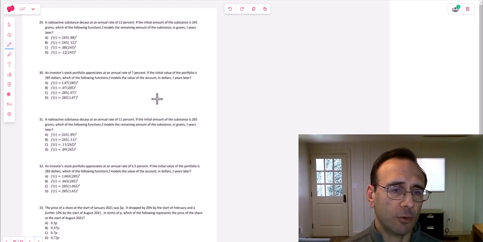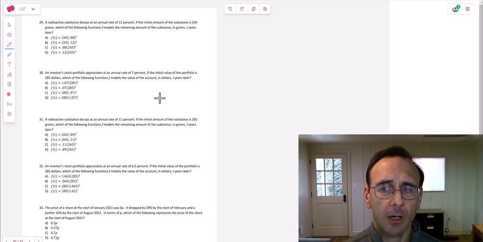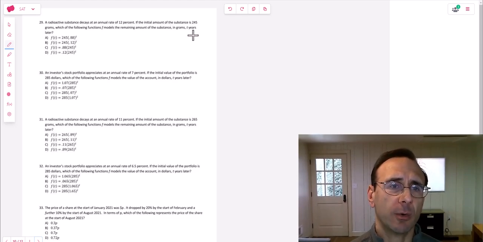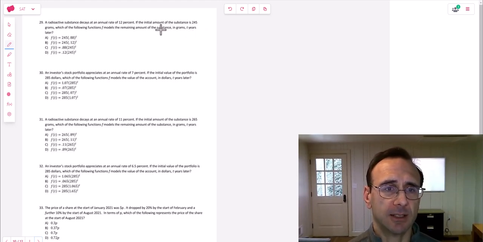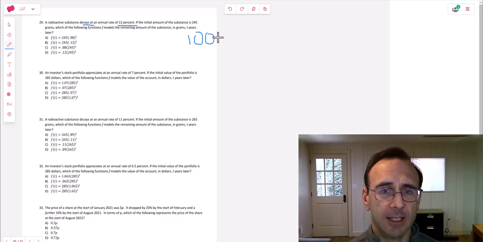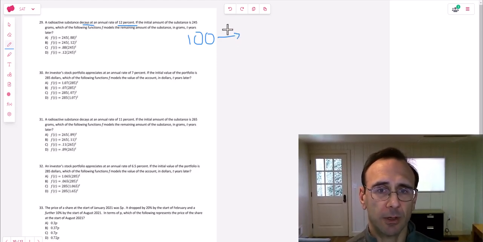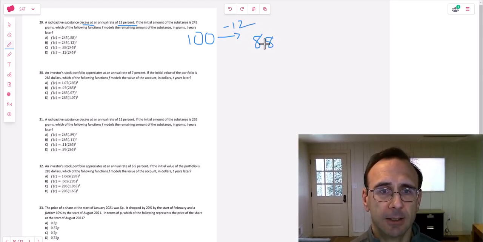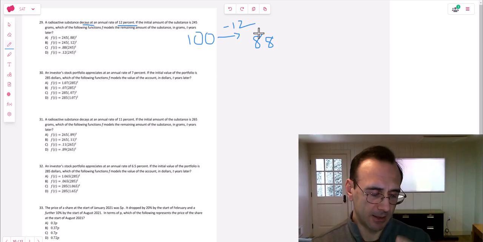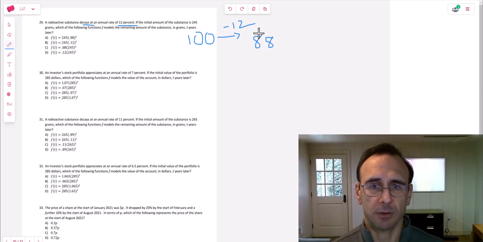So we're talking about growth and decay, talking about percents. Anytime you're unsure about these and you're dealing with percents, you could always start with 100. It makes things nice and easy. So if something decays at 12%, if you started with 100 and it decayed by 12%, well, 12% of 100 is 12. You would subtract that out and get 88. That's the way people think about it, is get the percent and then subtract it, usually.